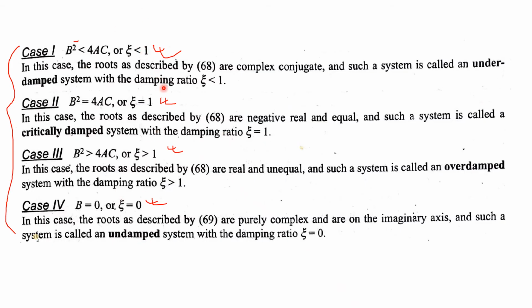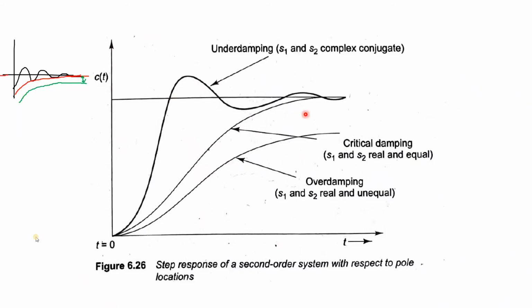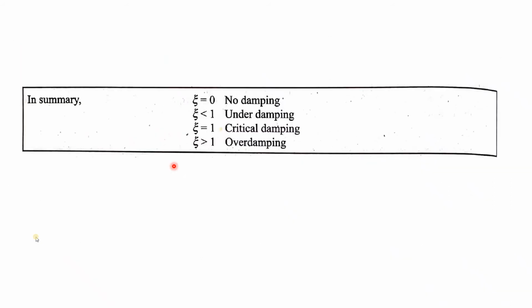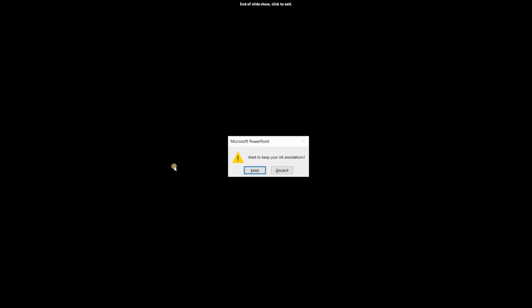Okay, did you understand this part? The value of eta and their responses accordingly. Did you get the meaning of overdamped, underdamped and critically damped? If any doubt, you can ask. Okay, so I think you have understood.